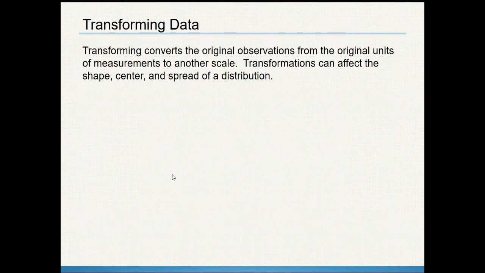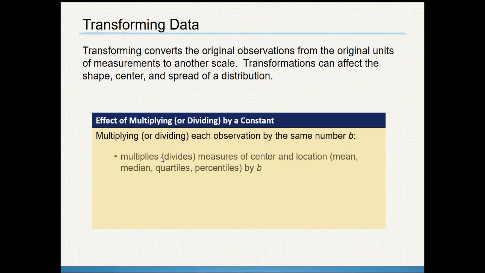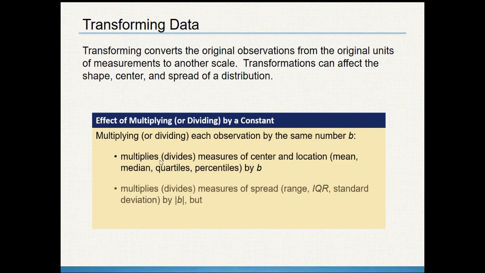All right, so what if we transform it a little bit differently? Sometimes transforming converts the original observations from original units of measurement to another scale. Transformations can affect the shape, center, and the spread of a distribution. So if we're multiplying or dividing each observation by the same number B, that's going to multiply or divide measures of center and location, that means the mean, median, quartiles, and percentiles, by that value B. It also multiplies or divides measures of spread, the range, IQR, and standard deviation, by the absolute value of B.